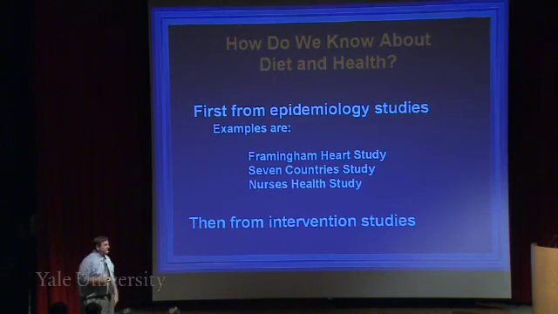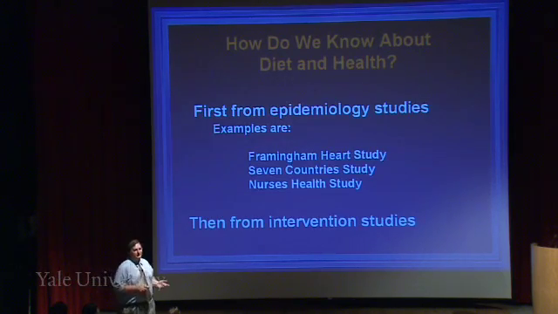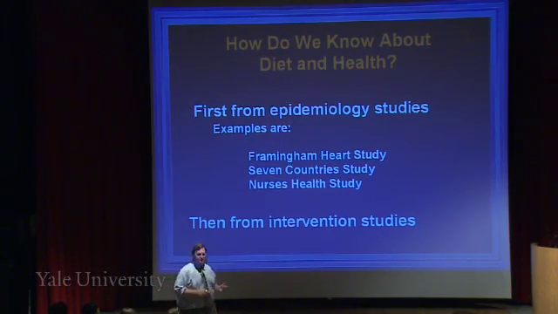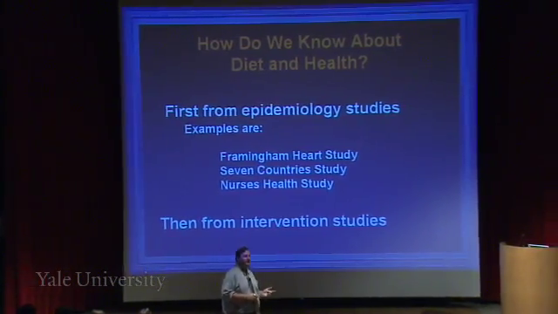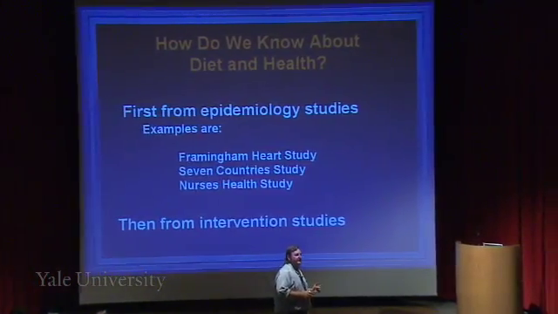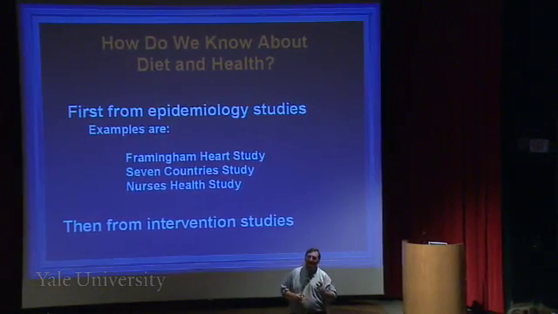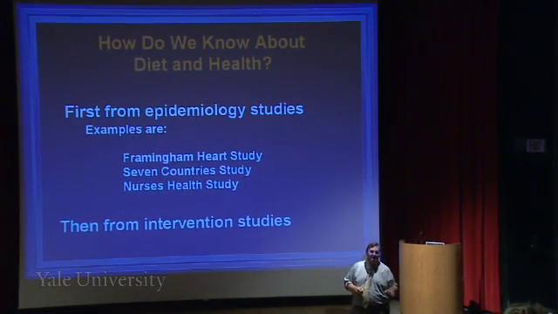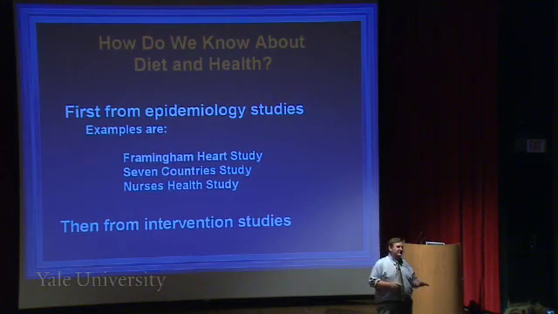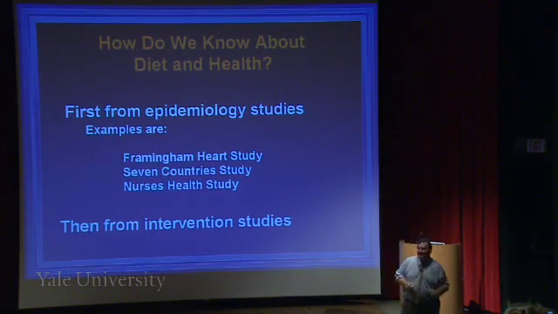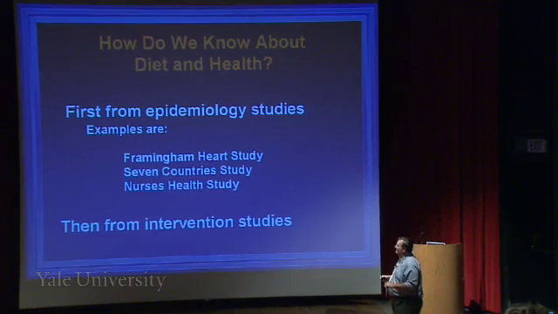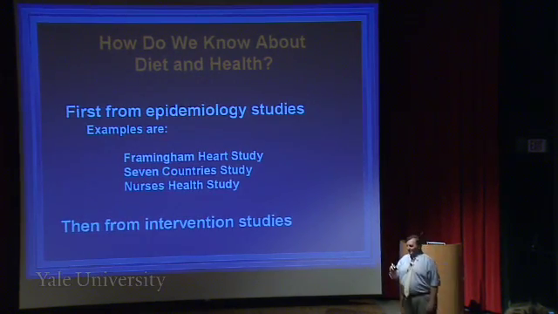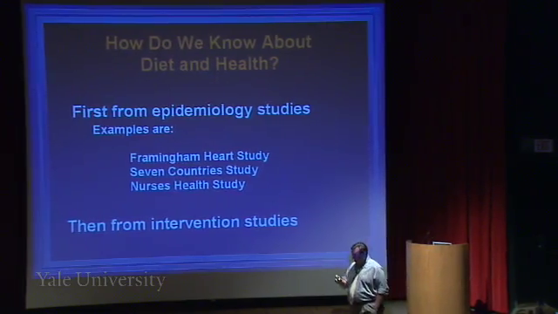Now, the intervention studies are stronger methods than the epidemiology studies, but they're also more difficult studies to do. They cost more and they take a longer time. So the epidemiology studies are what a lot of our information comes from. I'd like to give you examples of three very famous epi studies on diet and health: the Framingham Heart Study, the Seven Countries Study, and the Nurses' Health Study, and then we'll talk about some of the overall results from these.